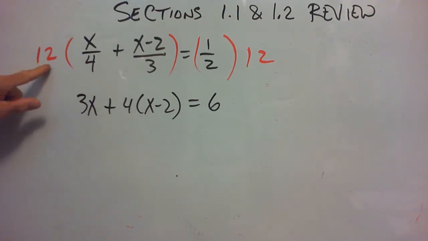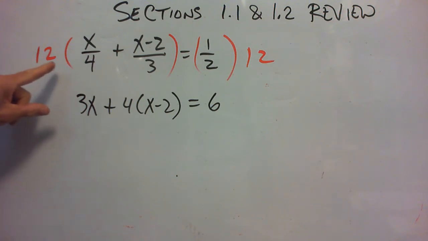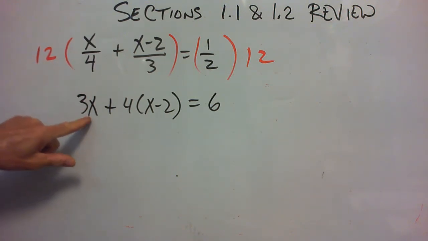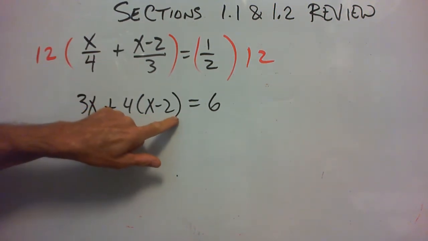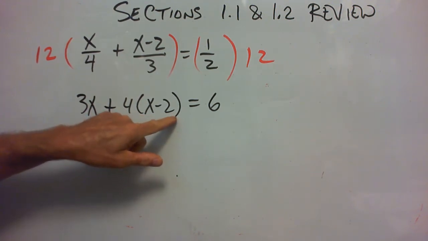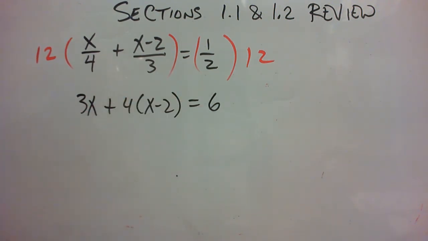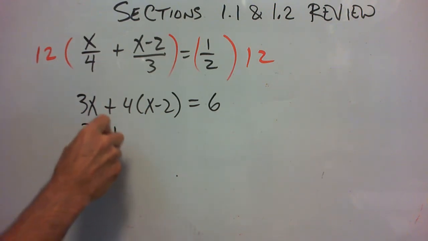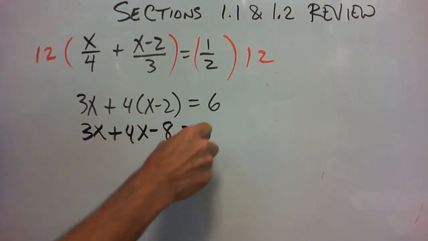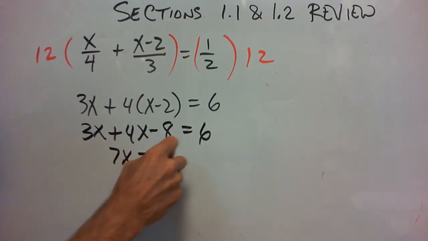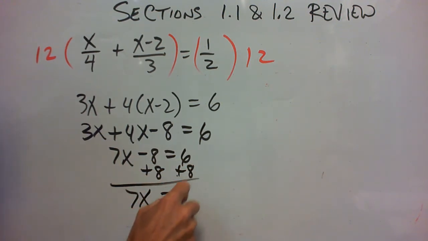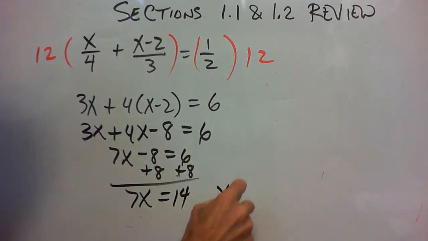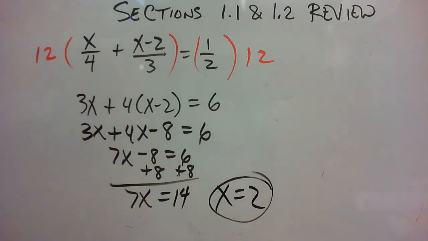So multiply both sides by 12, and the equation simplifies to 12/4 x, or 3x, 12/3 times x minus 2, or 4 times the quantity x minus 2. Don't forget those parentheses. And 1/2 times the 12 makes 6. So then we just distribute, combine like terms, add the 8 to both sides, and we have 7x equals 14, so x equals 2. Again, it becomes a very simple problem once we clear the fractions.